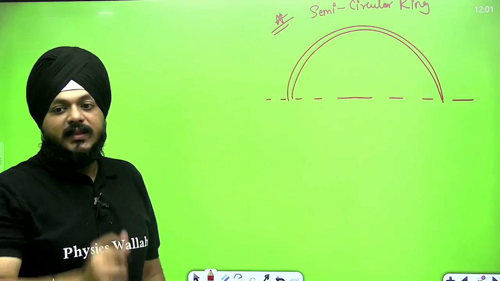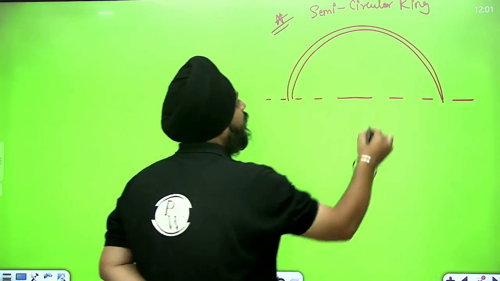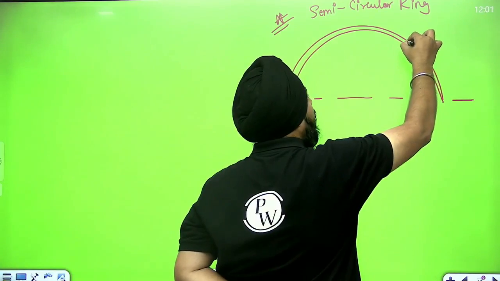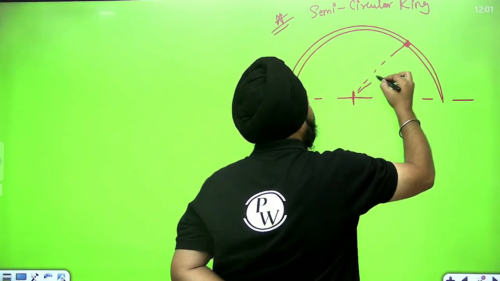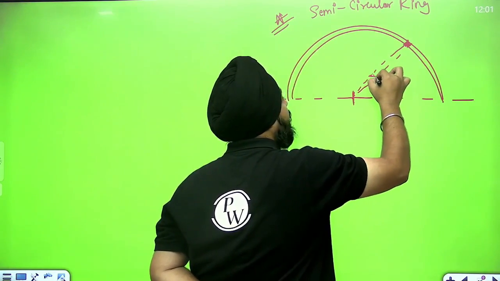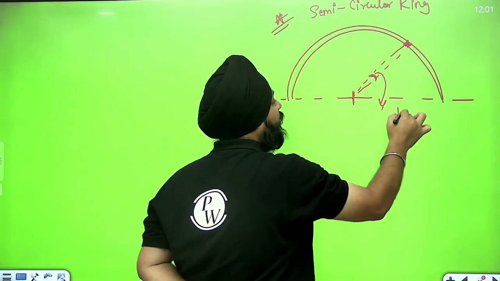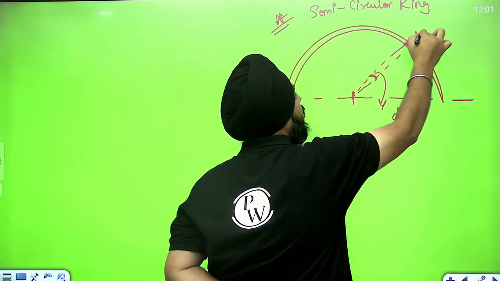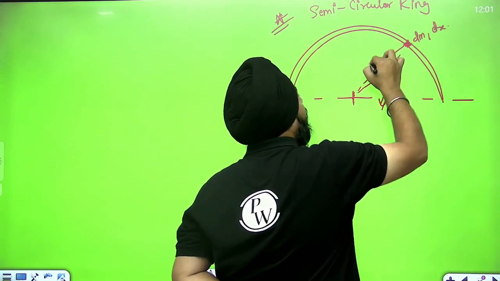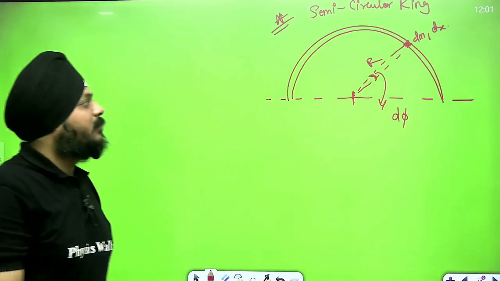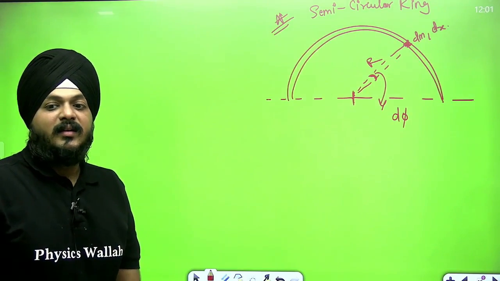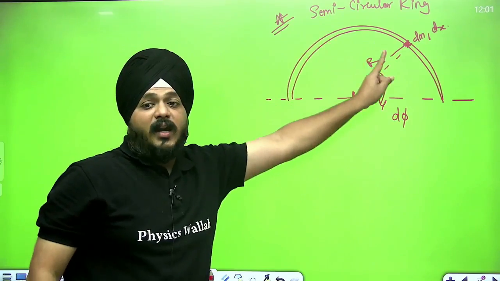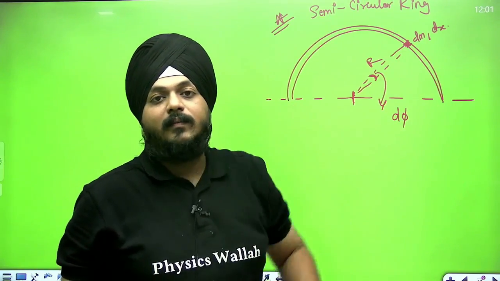Right, what we are going to do, again, we are going to take one elemental mass. This is the center. The elemental mass extends the angle of d phi. Mass is dm, width is dx, radius is r. We have selected a ring, not a disk, a semicircular ring.